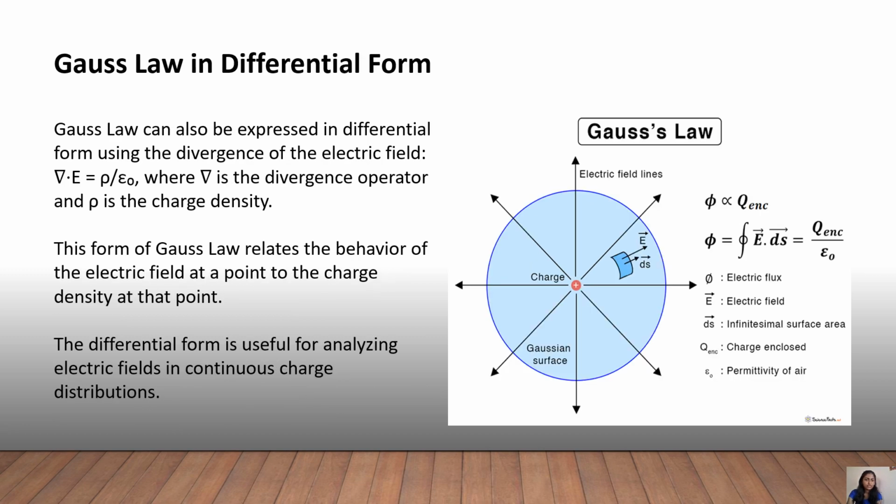Gauss law in differential form. Gauss law can also be expressed in differential form using the divergence of the electric field. Divergence of E is equal to rho divided by epsilon naught, where the del operator gives the divergence and rho is the charge density. This form of Gauss law relates the behavior of the electric field at a point to the charge density at that point. The differential form is useful for analyzing electric fields in continuous charge distributions.